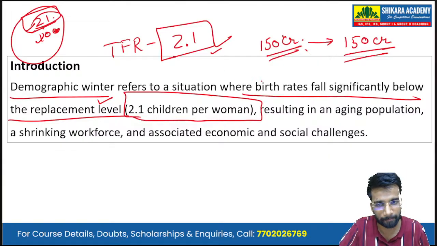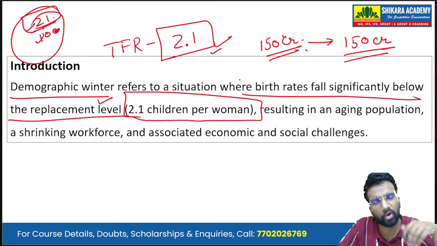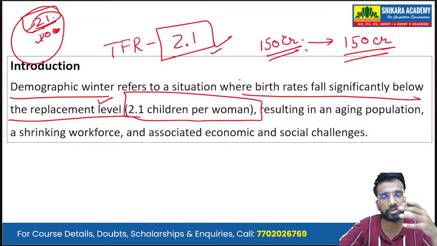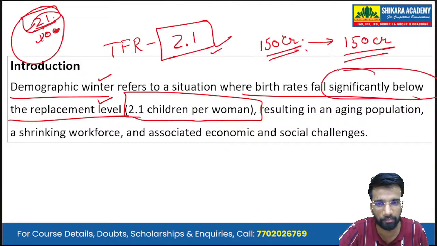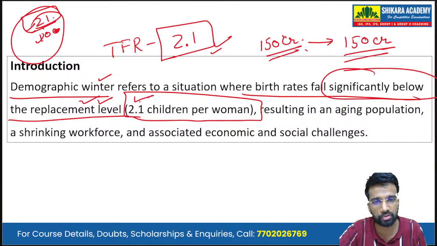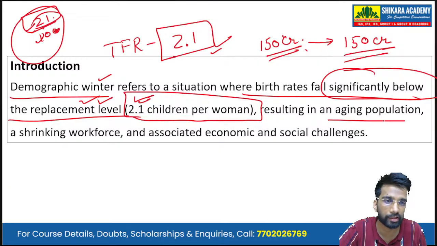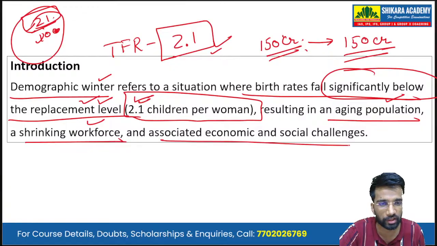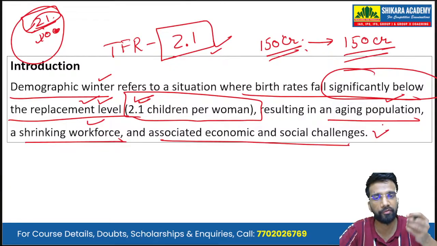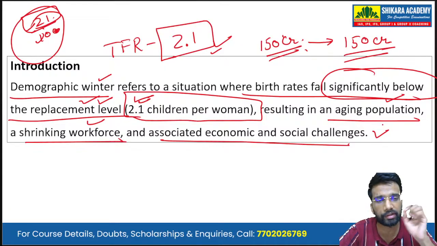But nowadays, it has been seen that many of the states in India and also across the countries, especially the Western world, there is a situation of demographic winter in which the birth rates are falling significantly below the replacement level, that is 2.1 children. And it is resulting in an aging population, a shrinking workforce, and associated economic and social challenges. So we have described what a demographic winter is and its results.